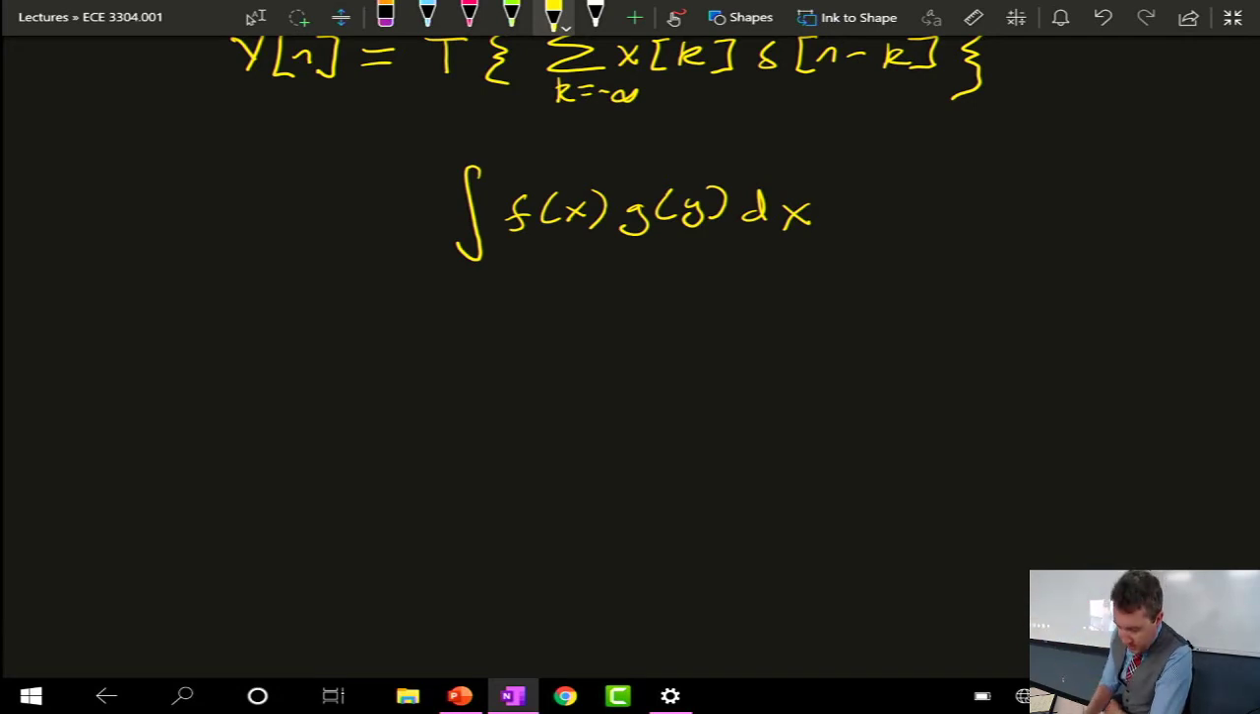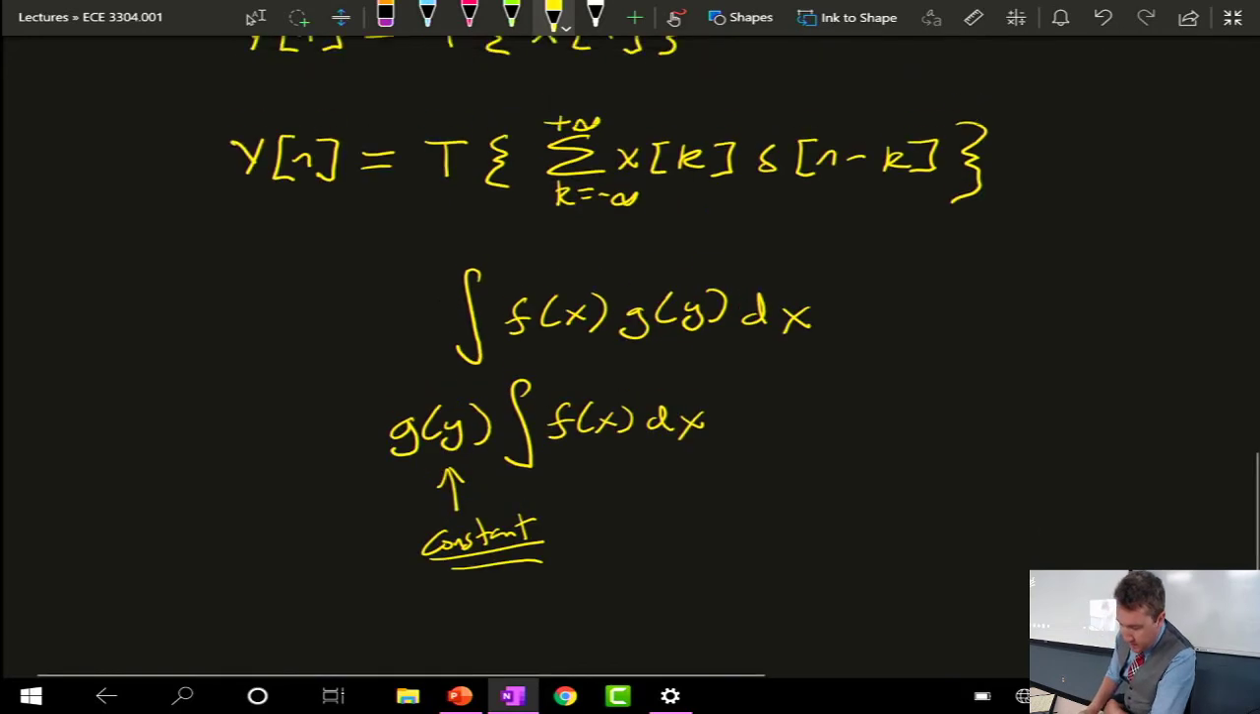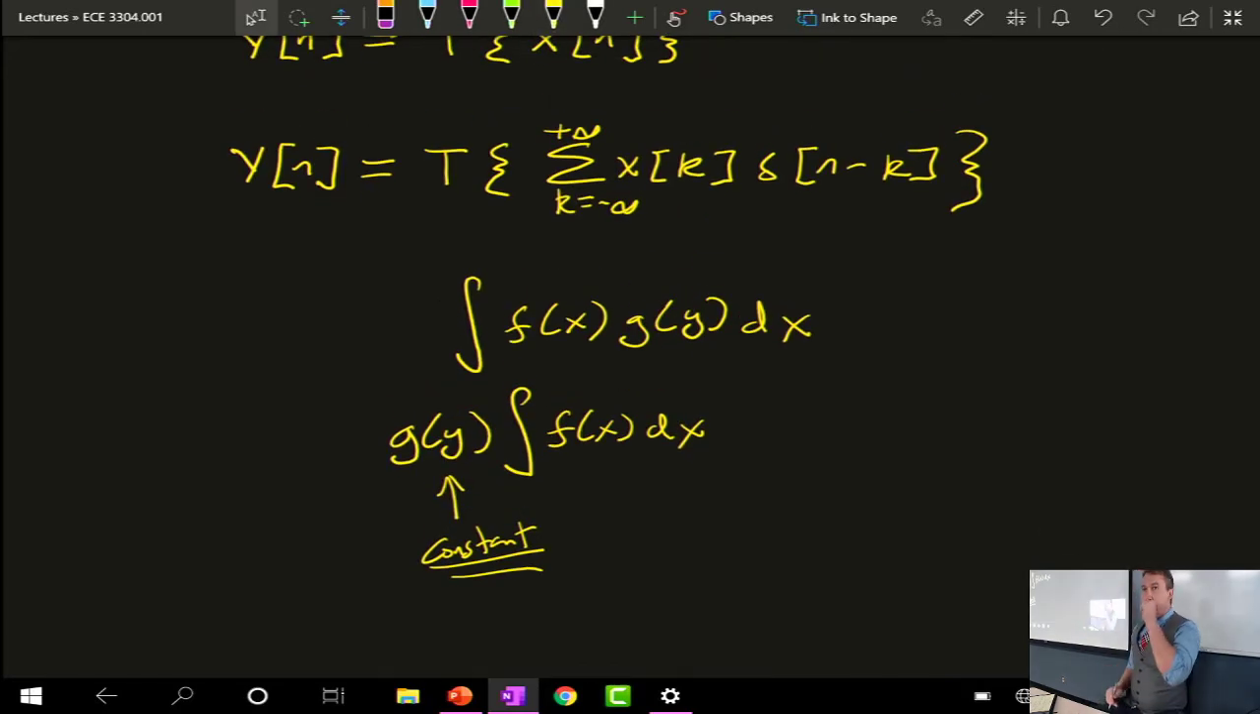This is the cool part. We could take this and say, well, g of y, since we don't care about y, since we're only integrating with respect to x, we can just pull it out. This is now a constant in the universe of our integration. And now we're just doing f of x dx. All right. Take that concept, apply it to our discrete time system.